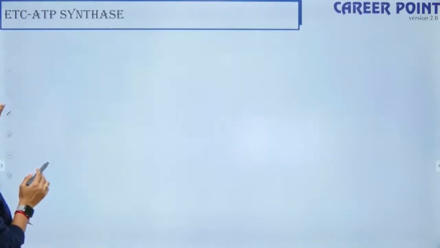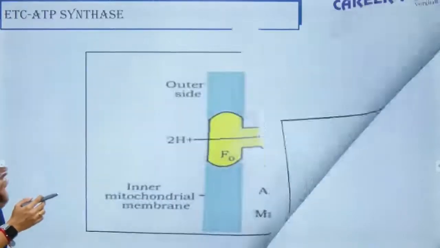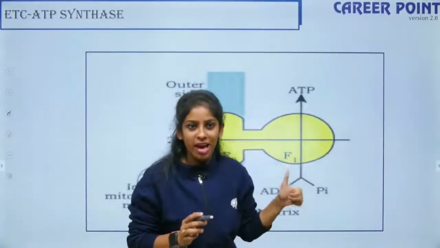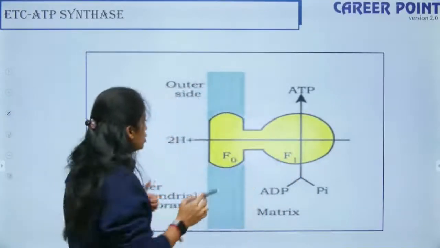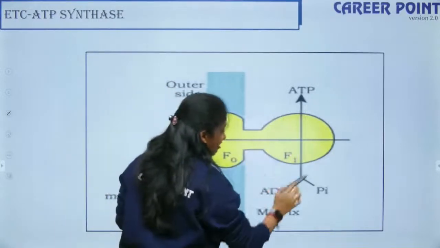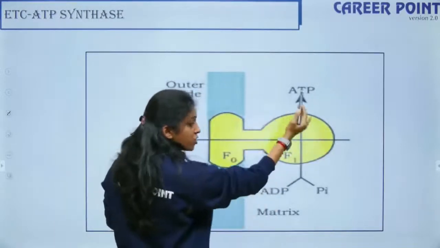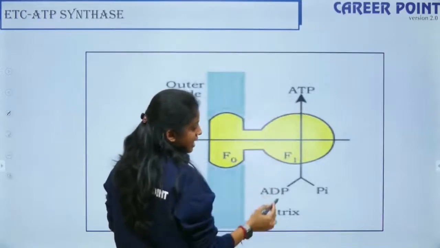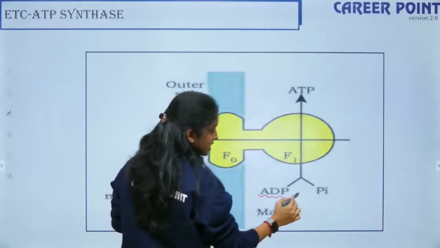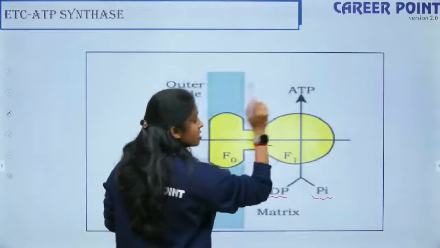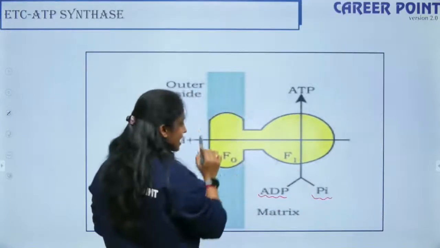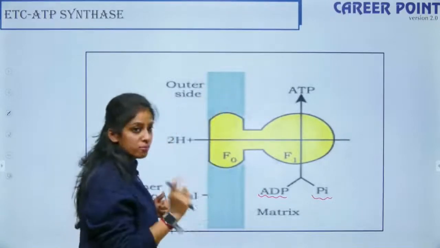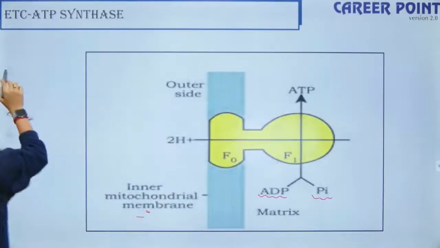So once again we go to the previous slide. See, this is the last complex, that is complex 5, which is ATP synthase. So you have F0, you have F1. This is on the outer side, so this is a peripheral membrane protein. It can synthesize ATP. If you see, when it gets ADP plus Pi, it can synthesize ATP. Whereas F0 is an integral membrane complex because it is embedded in the membrane, right? Okay, so now we go further.